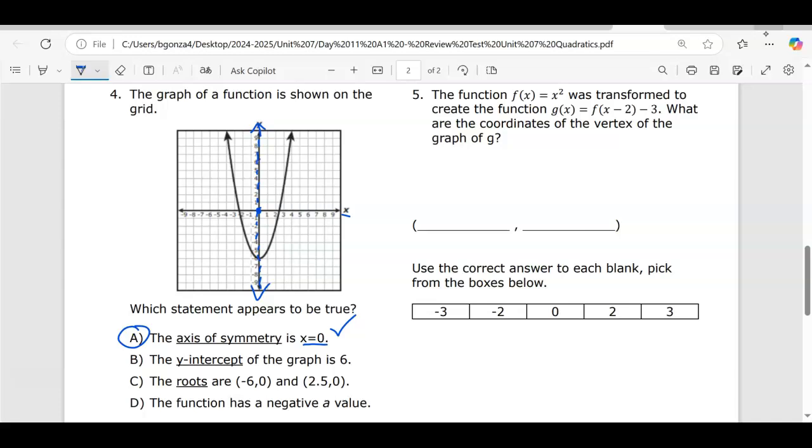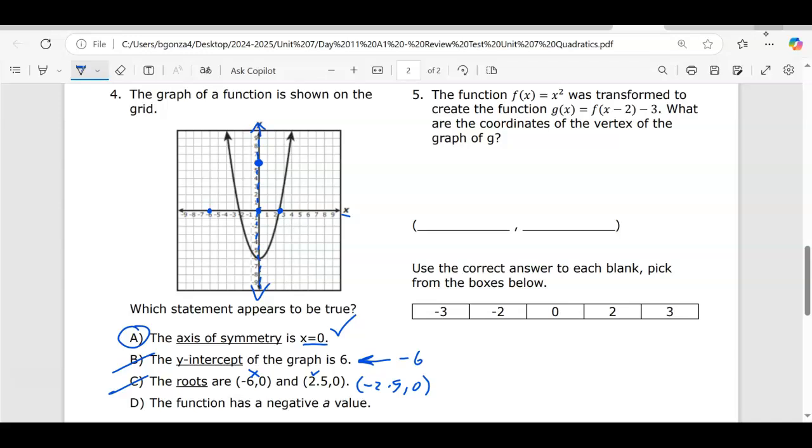Now, is the y-intercept 6? Well, remember, 6 is like right here. So the y-intercept is not. That would only be true if it was negative 6. So that's not it. Are the roots negative 60 and 2.50? Well, 2.50, yes. But negative 60 over here, that's a no. It should be also negative 2.50. So that's not the roots.